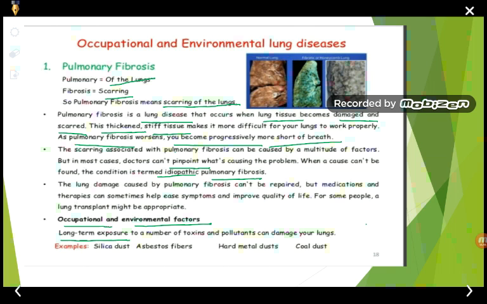It is only when these environmental factors are exposed to a person a number of times that these toxin effects can be seen. And then these pollutants can damage the lungs. For example, silica dust या asbestos fiber, hard metal dust या फिर coal dust.